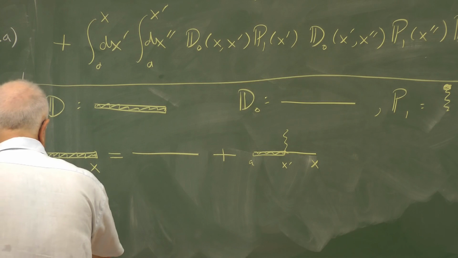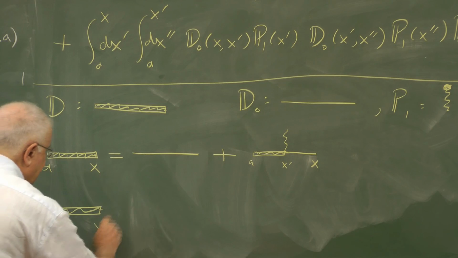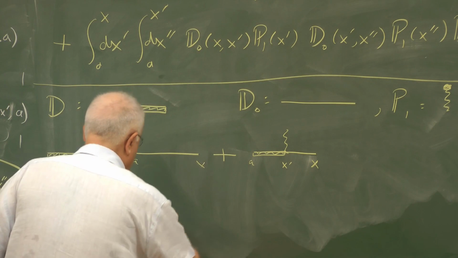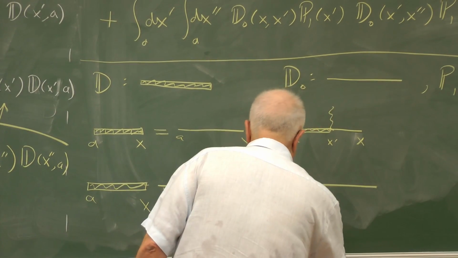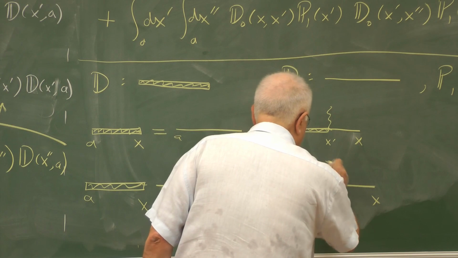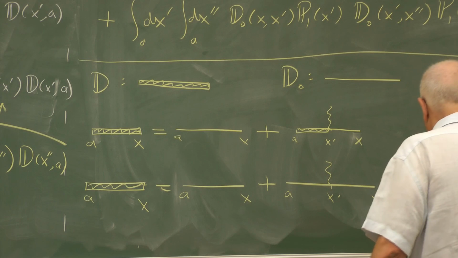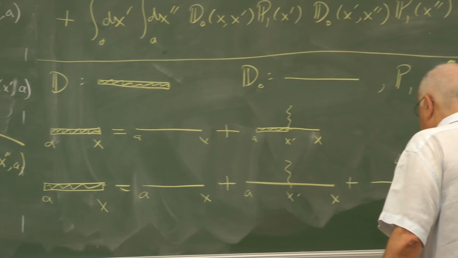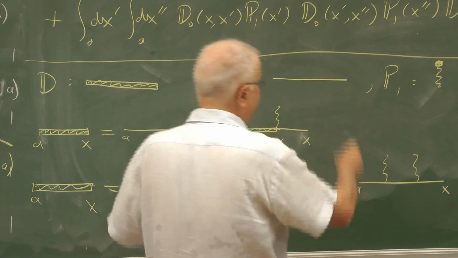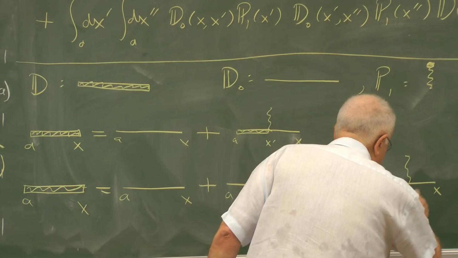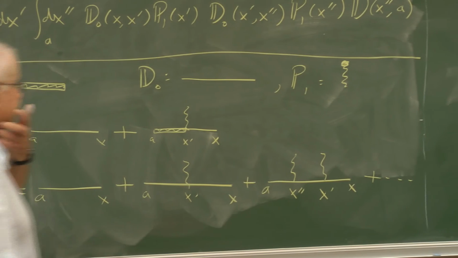Cheating from here, what's happening is I have ax equals ax plus ax, but there is this x prime, then a to x, then x double prime, x prime, and infinitely many terms.